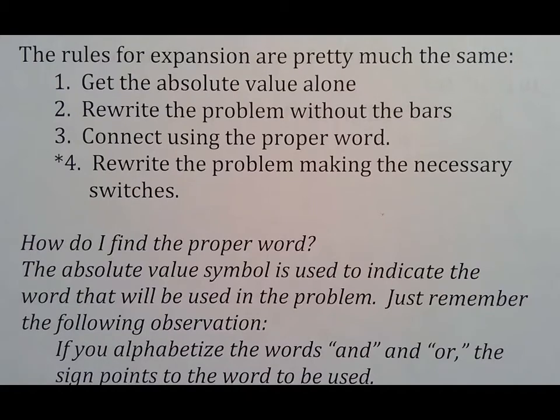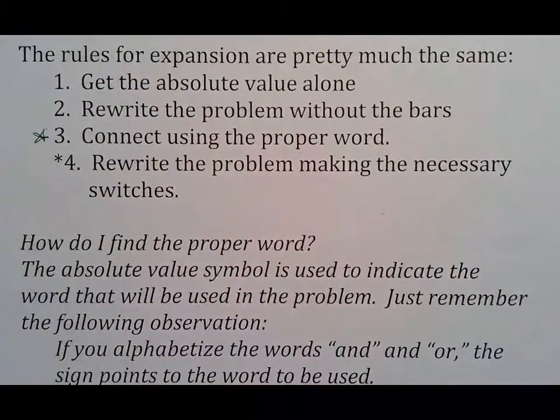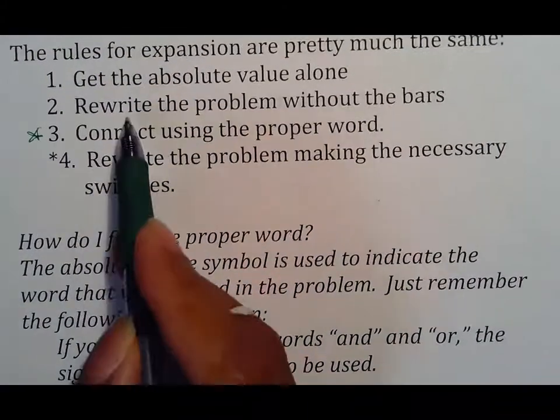Again, the key thing I see on my test is students who don't study it, they put the wrong word, they miss the whole problem, because again, I don't typically give half credit, and the reason I don't typically give half credit is because you can retake the test, and that is your half credit. So other than that, number four, rewrite the problem, making necessary switches. That again is something you need to be mindful of. So again, 3 and 4 are two very important parts, and that's really where our focus is going to be.